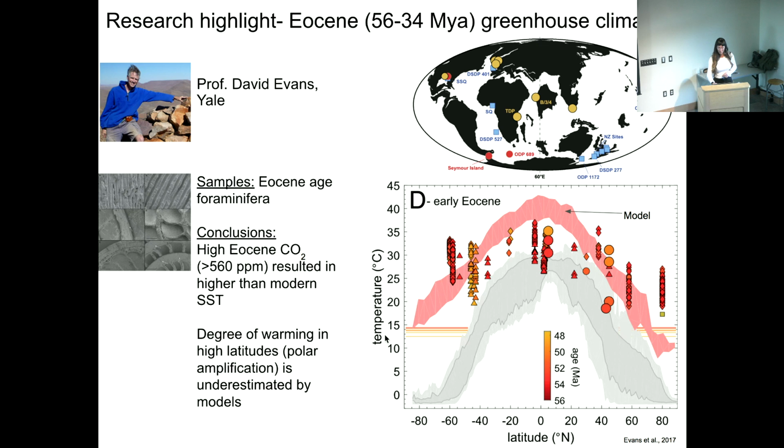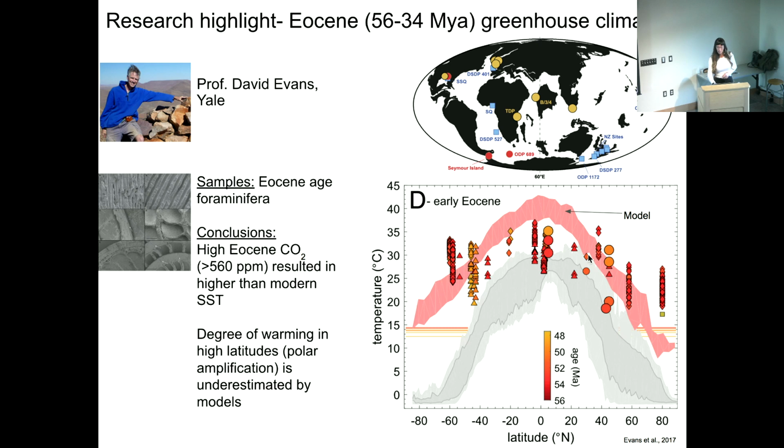You have temperature and then latitude. So -80 would be the South Pole, and then +80 would be the North Pole. Here, this red shaded area is a computer model simulation of what the computer determined the temperature would be if we had a CO2 concentration of 560 parts per million, as it was believed to be during this time.